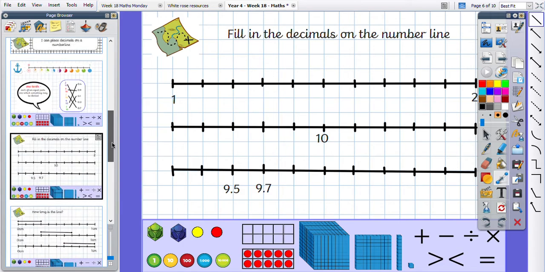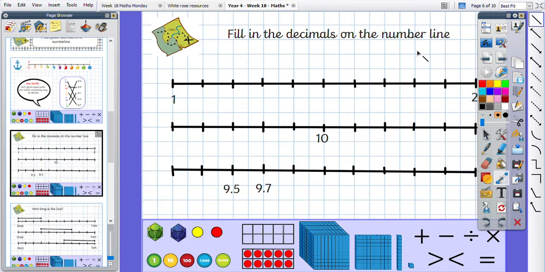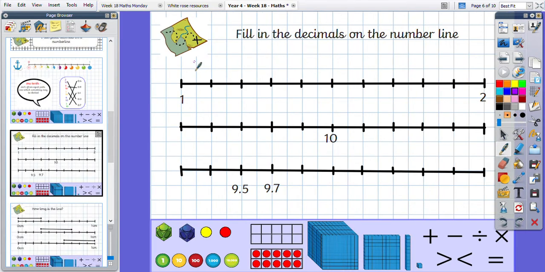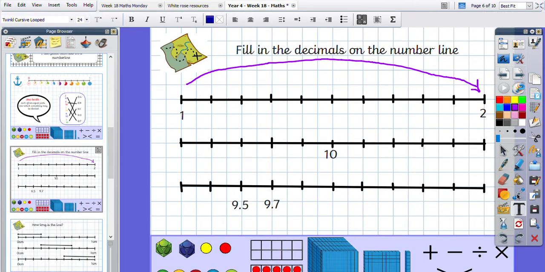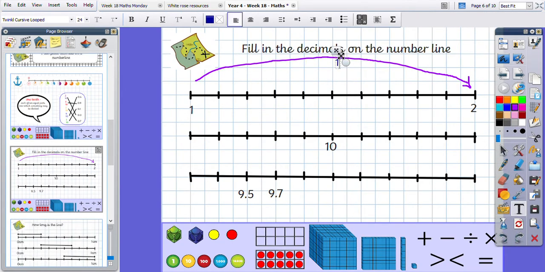So, remembering what we learnt yesterday, filling in the decimals on the number line, working out what the whole number line is worth. So 1 is our benchmark here and 2 here. So our whole number line is worth 1. We have 1, 2, 3, 4, 5, 6, 7, 8, 9, 10 equal parts. So we are counting up in tenths. So 1.1, 1.2, 1.3, 1.4. Okay, and continuing all the way to 2.